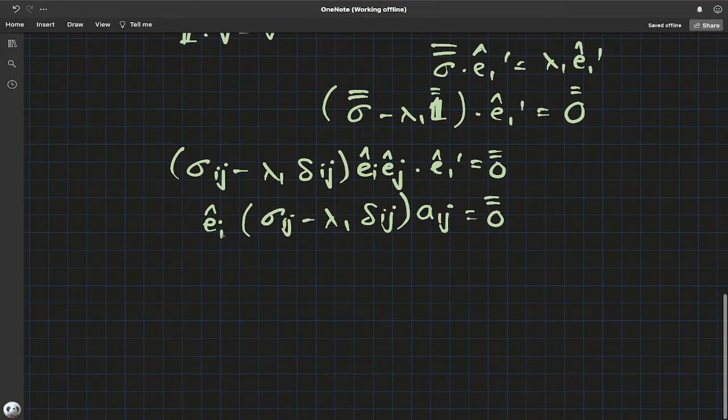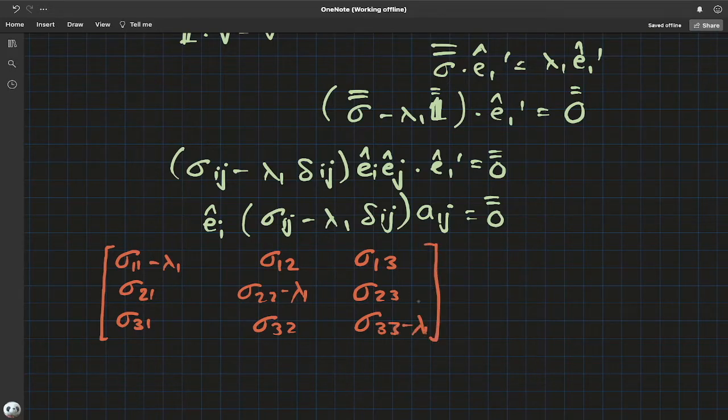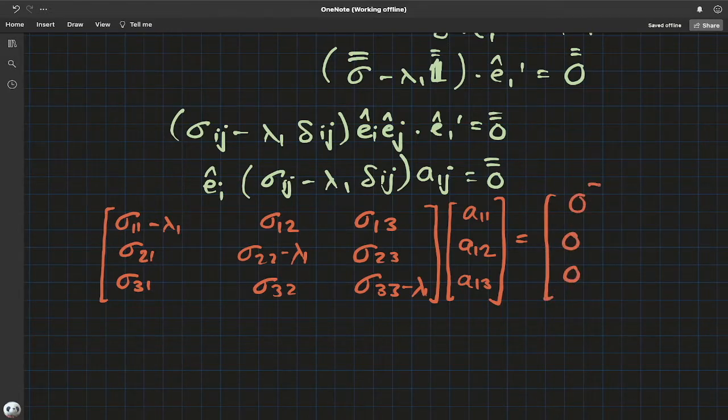Now if you just look at the terms, forgetting the Cartesian basis vector, because that is really never 0, and we write this in a matrix, we have, say, sigma 1 1 minus lambda 1, sigma 1 2, sigma 1 3, sigma 2 1, sigma 2 2 minus lambda 1, sigma 2 3, sigma 3 1, sigma 3 2, sigma 3 3 minus lambda 1, and then A11, A12, A13 is equal to, it's going to look like this.